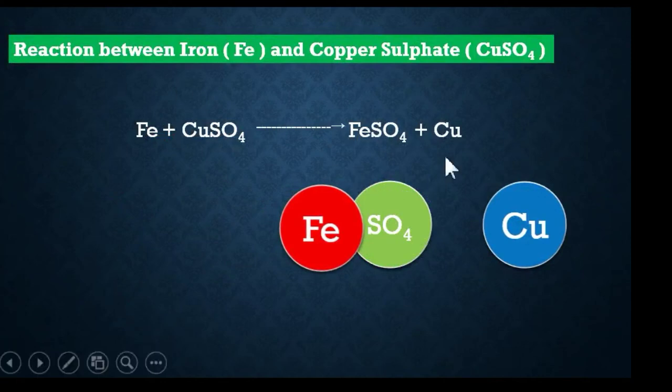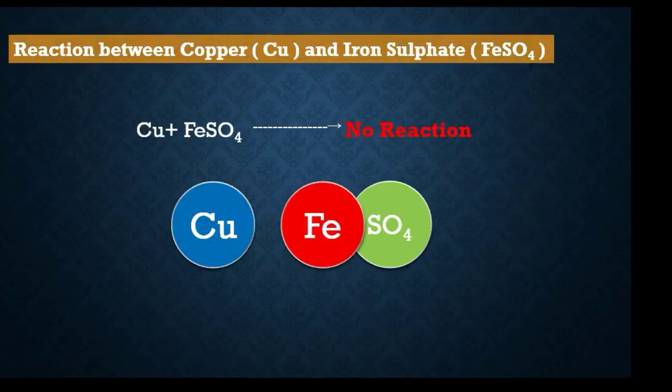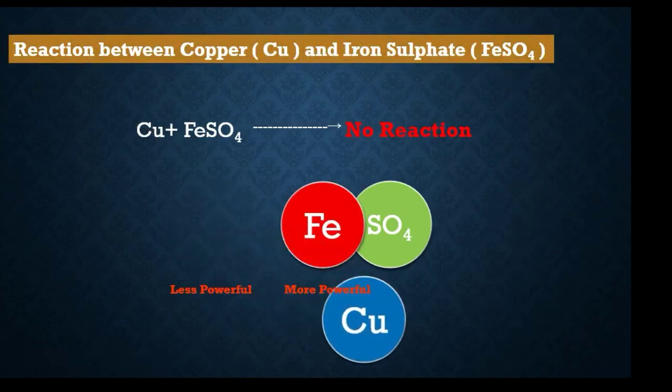Okay, so whenever we react copper metal with iron sulfate solution, as we have already seen, copper is less powerful and iron is more powerful, so copper cannot displace the iron from its compound.